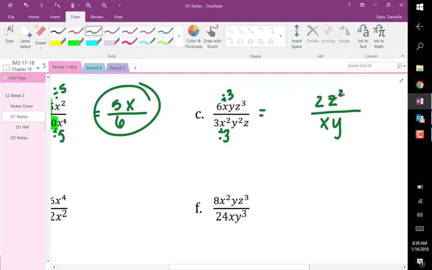Oh my gosh, see? This is easy review for you guys then. Here's how we knew that. 3 minus 1 is 2.